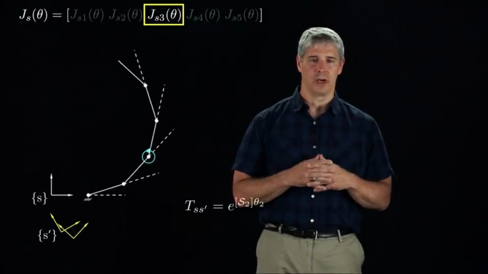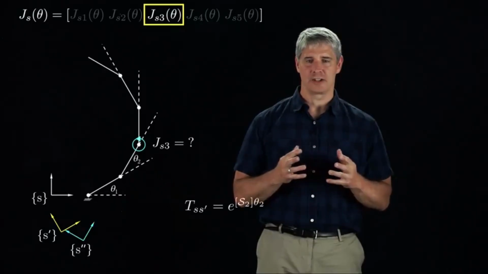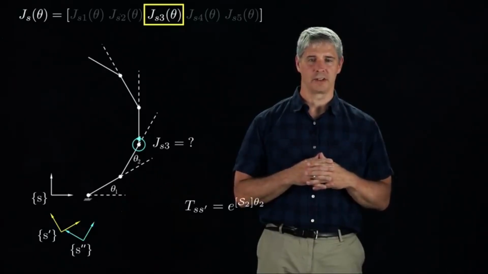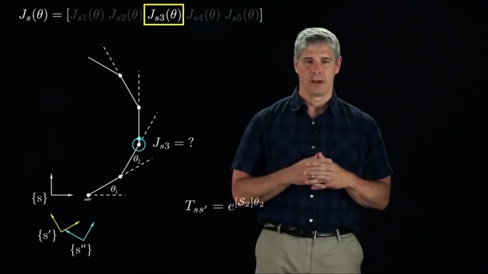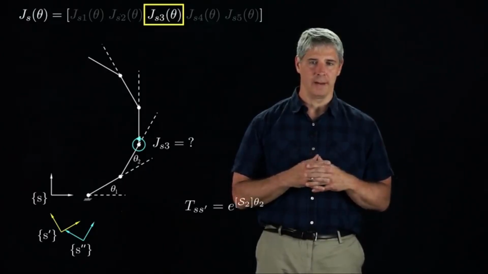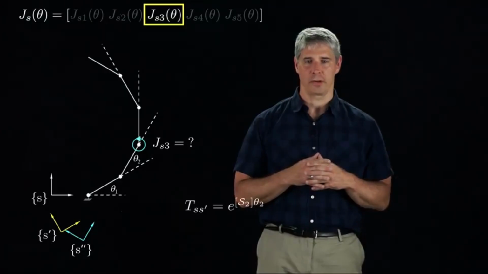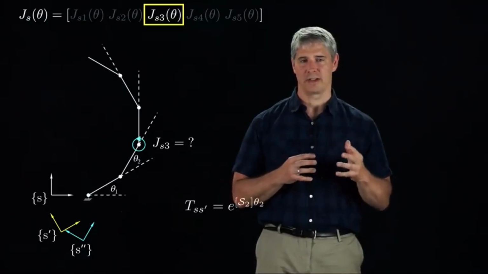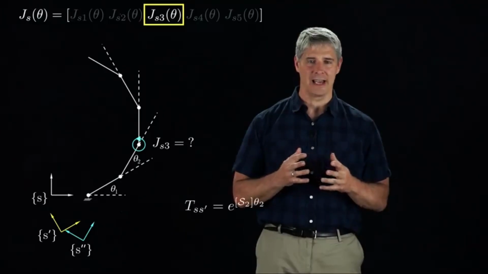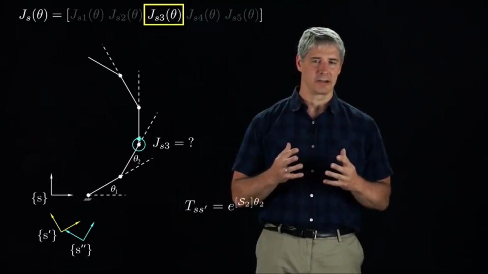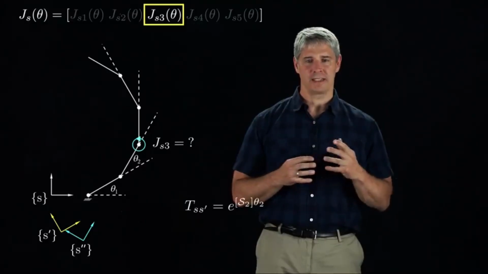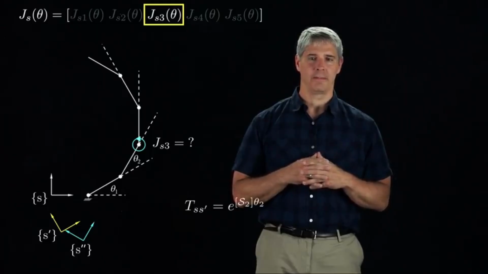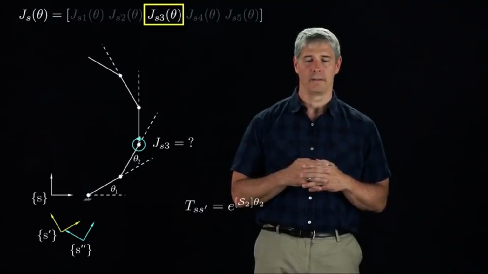Now we rotate joint 1 by theta 1. Again, joint 3 moves relative to the S frame, so JS3 changes. We draw a new frame, S double prime, where the relationship between joint 3 and S double prime is the same as the relationship between joint 3 and S when the robot is at its 0 configuration. The frame S double prime is obtained from the frame S prime by rotating it about the joint 1 axis by an angle theta 1.